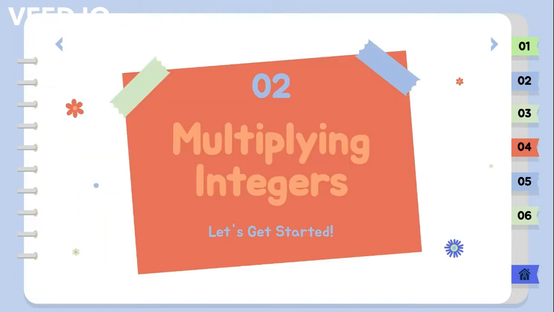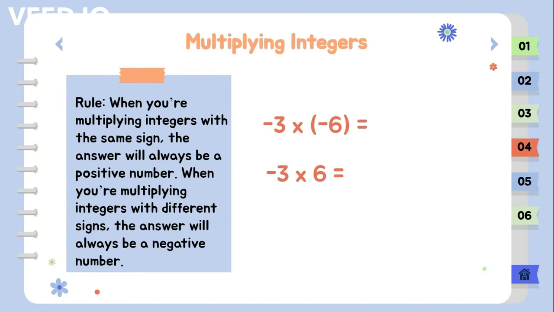So now I will teach you about how to multiply integers. The rule is very simple. When you're multiplying integers with the same sign, the answer will always be a positive number. When you're multiplying integers with a different sign, the answer will always be a negative number.